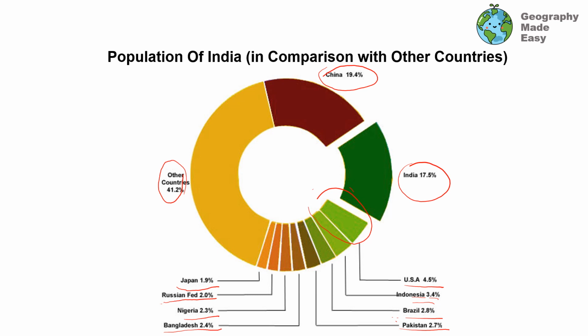So the share of population has been represented here, and we can see that India and China both have very high populations, and together we nearly constitute a huge chunk of the population of the world.